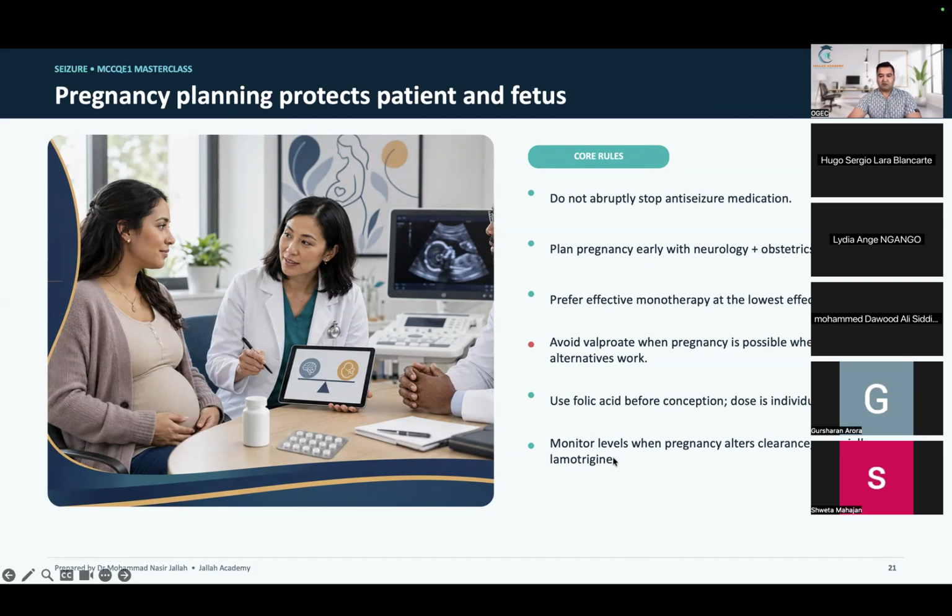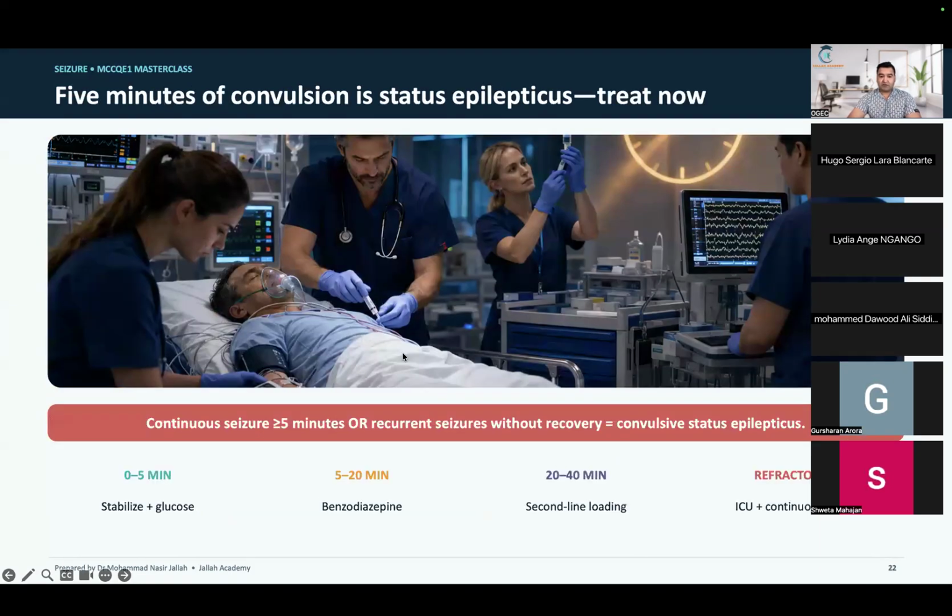So just to make it very simple, if the patient is taking valproate during pregnancy, switch it to lamotrigine. Or if the patient wants to get pregnant, change it to lamotrigine before the patient starts to get pregnant. Five minutes of convulsion is status epilepticus, treat now.